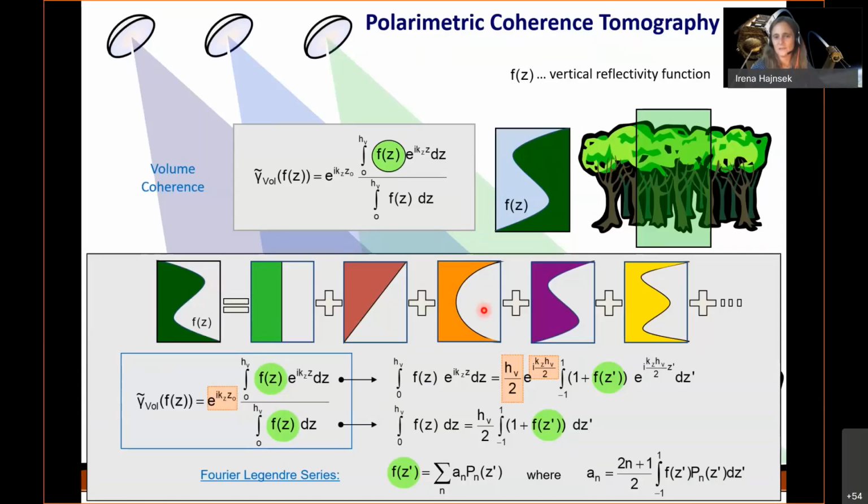You can have different kinds of functions in this polynomial approach. This is nothing else than a Fourier-Legendre series, which you decompose into these different blocks. And then you can invert in terms of these different variations of f(z). So that's the main idea behind it.